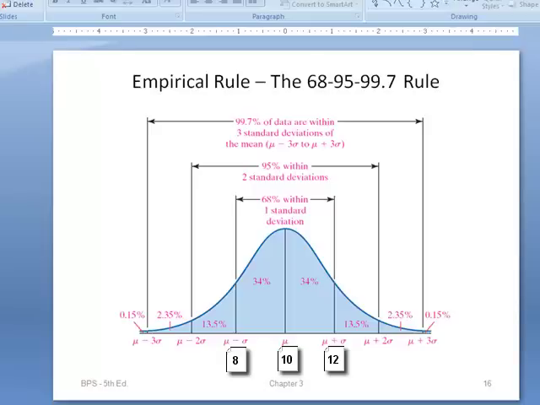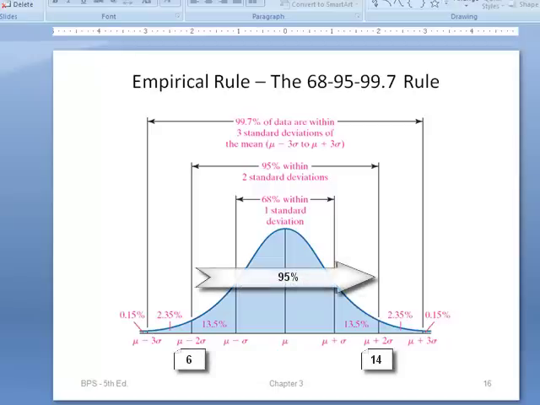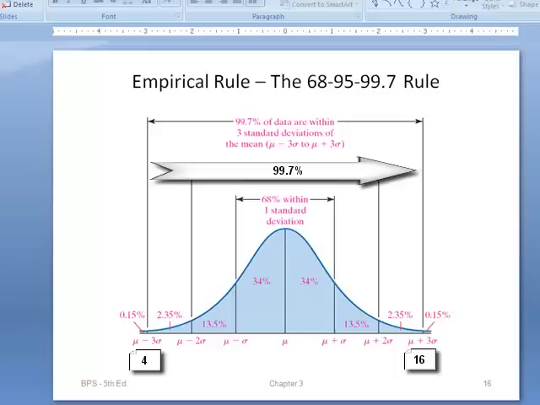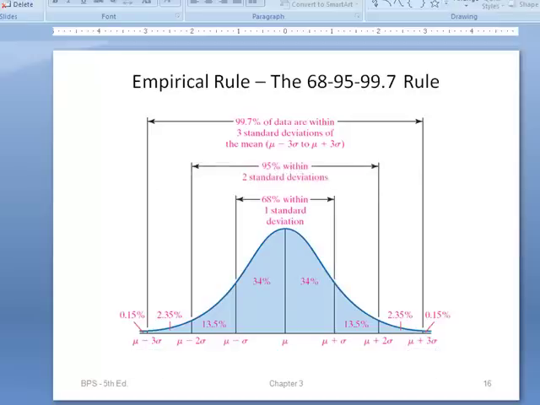Plus or minus 1 standard deviation is between 8 and 12. So I would say between 8 and 12, 68% of my data will take on values between 8 and 12. 95% of my data can take on values between 6 and 14, and about 99.7%, or the proportion of my data, will take on values between 4 and 16, or 3 standard deviations from the mean. So that's what we mean by that.